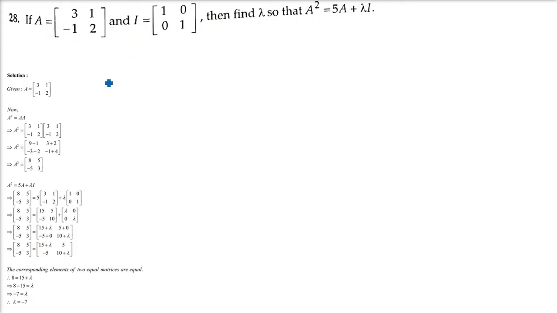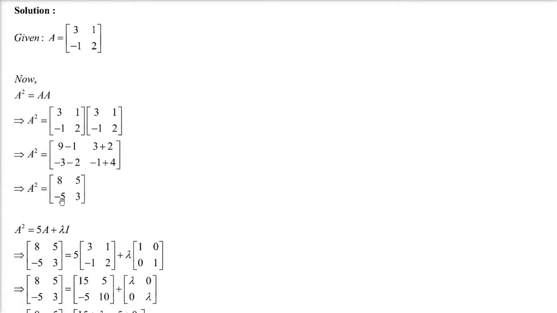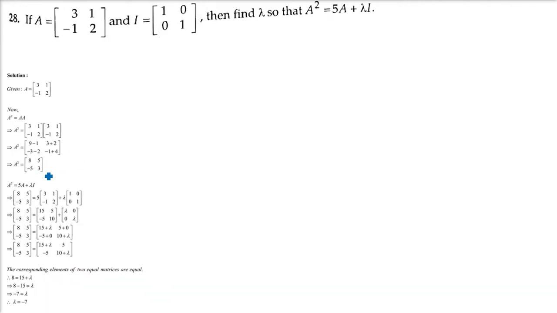A square is what? Okay, I'll just show you directly. A square is going to come like this. I hope you'll be able to do A dot A. So this is A square I'm writing directly. And this is equal to what? This is 5A. I'm multiplying this with 5. 5 to the 15, 5 minus 5, 5 to the 5, 5 to the 10.